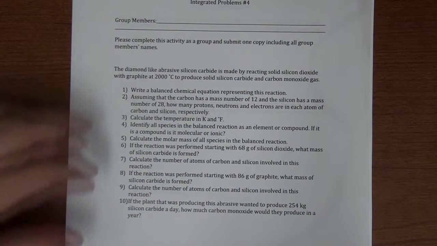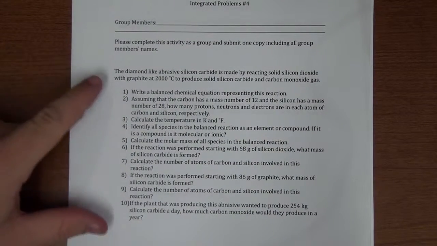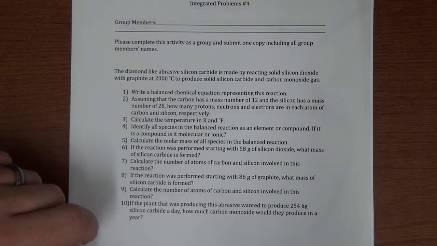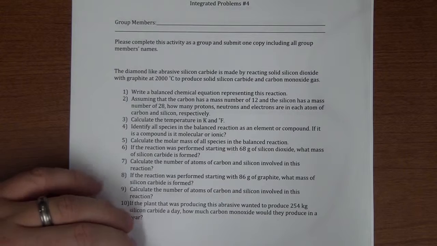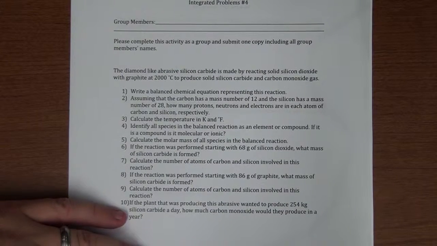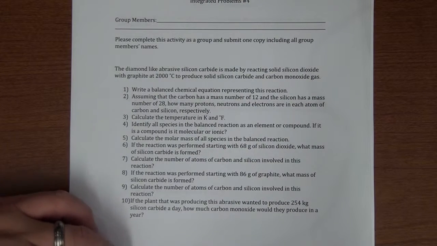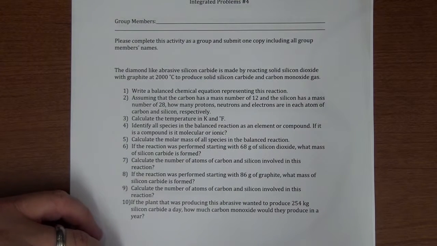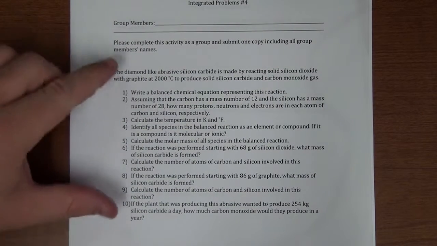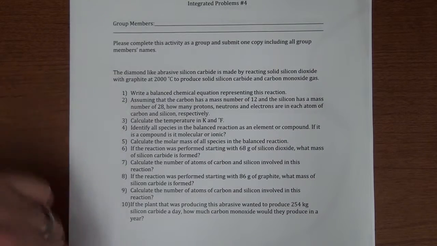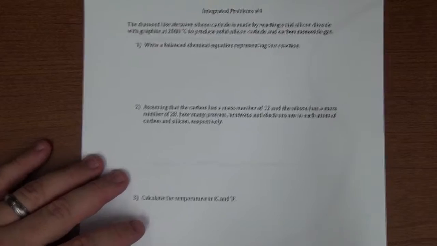Integrated problem number 4. So we're going to use this time to answer these questions involving a diamond-like abrasive. The diamond-like abrasive silicon carbide is made by reacting solid silicon dioxide with graphite at 2000 degrees Celsius to produce solid silicon carbide and carbon monoxide gas. So all of these questions are again going to relate to this single reaction that's occurring. So let's break this down into pieces.